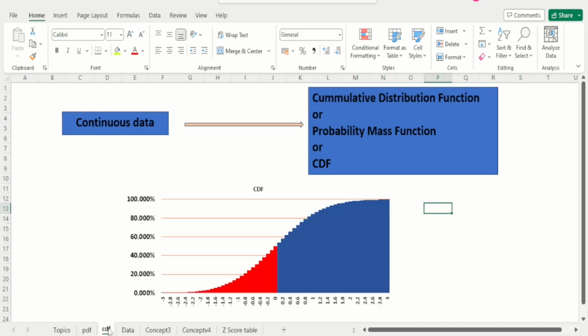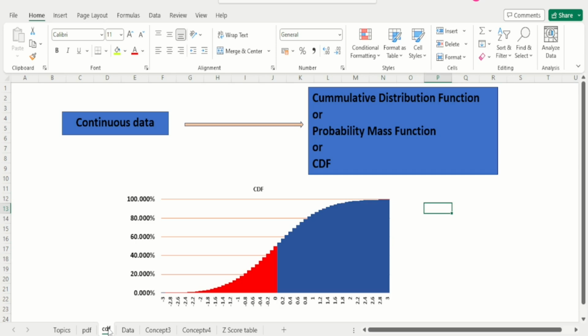The other important probability concept that you'll need to know in regards to normal distributions is the cumulative distribution function. Unlike the PDF, the cumulative distribution function, or the CDF, is used for continuous data. And within the CDF, also bear in mind that some texts will refer to this as the probability mass function also. So it can vary from text to text. Some will just call it the CDF, some will call it probability mass function.